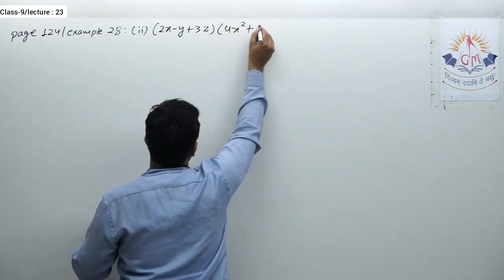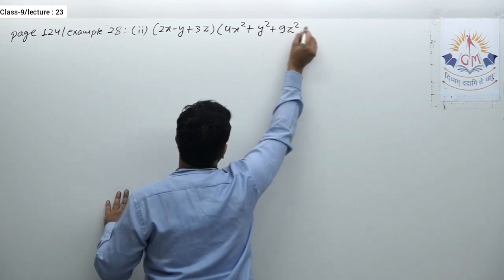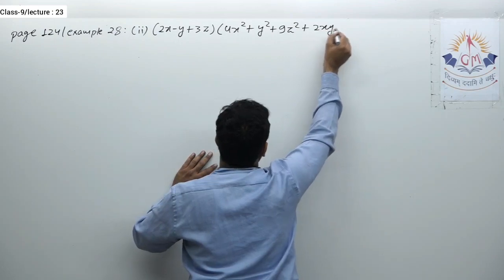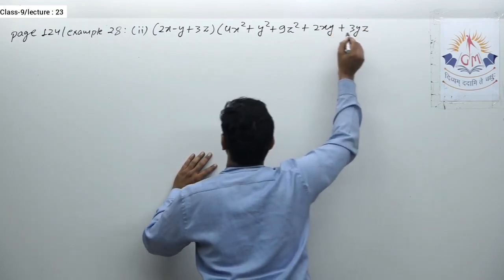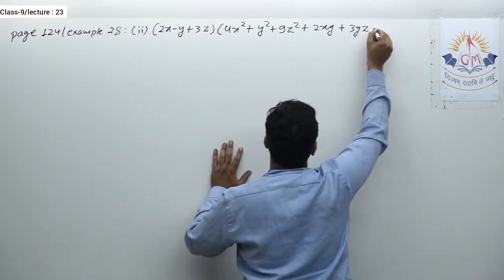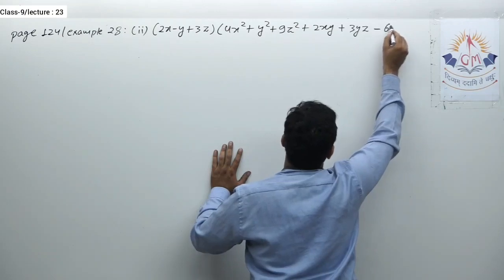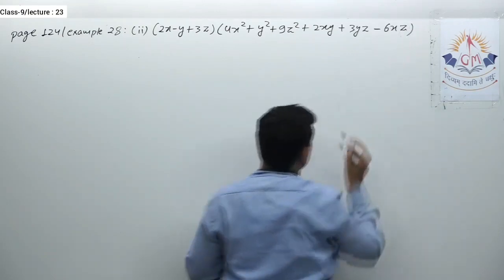plus 9z square, plus 2xy, plus 3yz, minus 6xz).